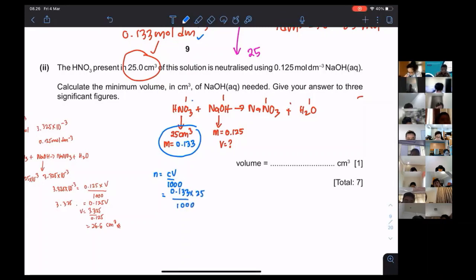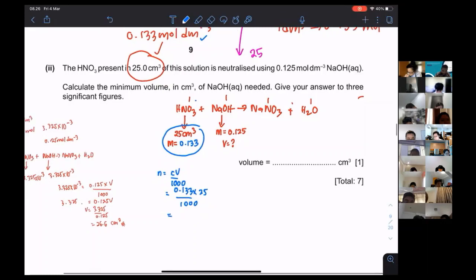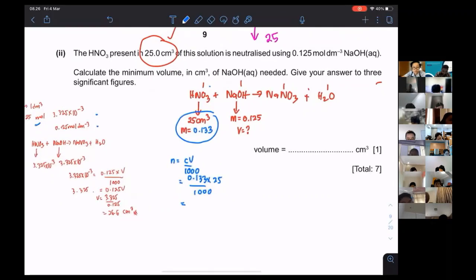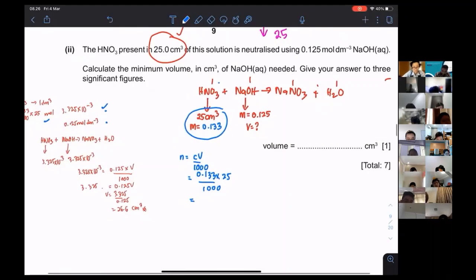Once you find that, did I count that? Yeah, I think I did. Once I do that, I will get 3.325 times 10 negative 3 mole. You will get this mole.